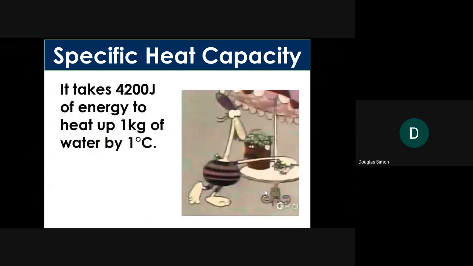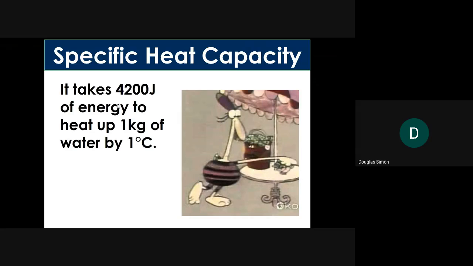So water is a very interesting substance because it actually has a very high specific heat capacity. So here it tells you that it takes 4,200 joules of energy to heat up 1 kilogram of water by 1 degree Celsius. This is telling you that the heat capacity of water is 4,200 joules for every kilogram that you want to heat up by 1 degree Celsius. So if you're heating up 2 kilograms by 1 degree Celsius, you would need 8,400 joules.